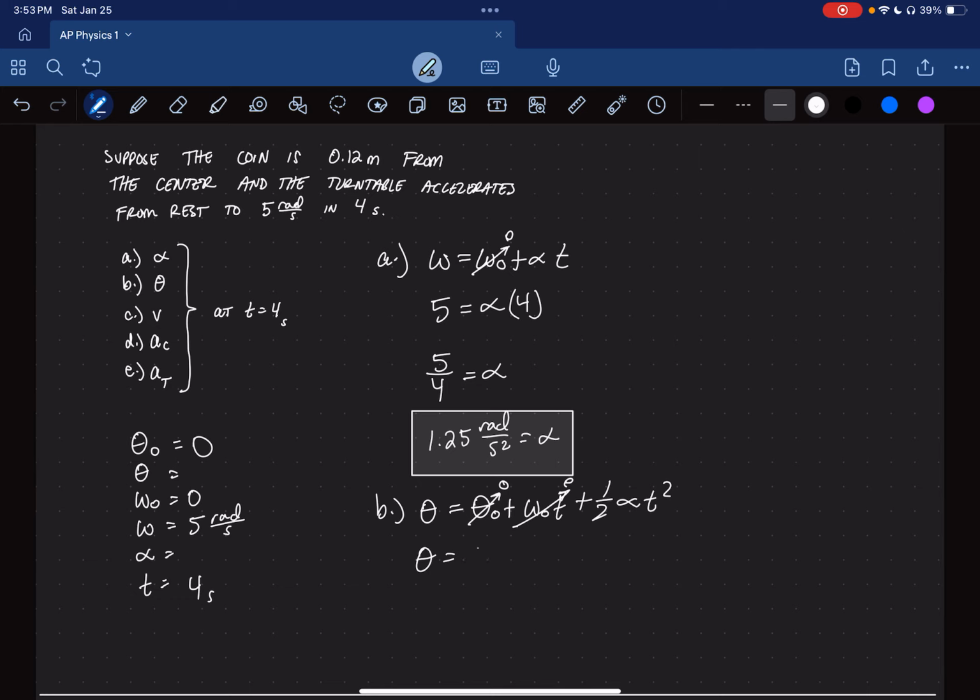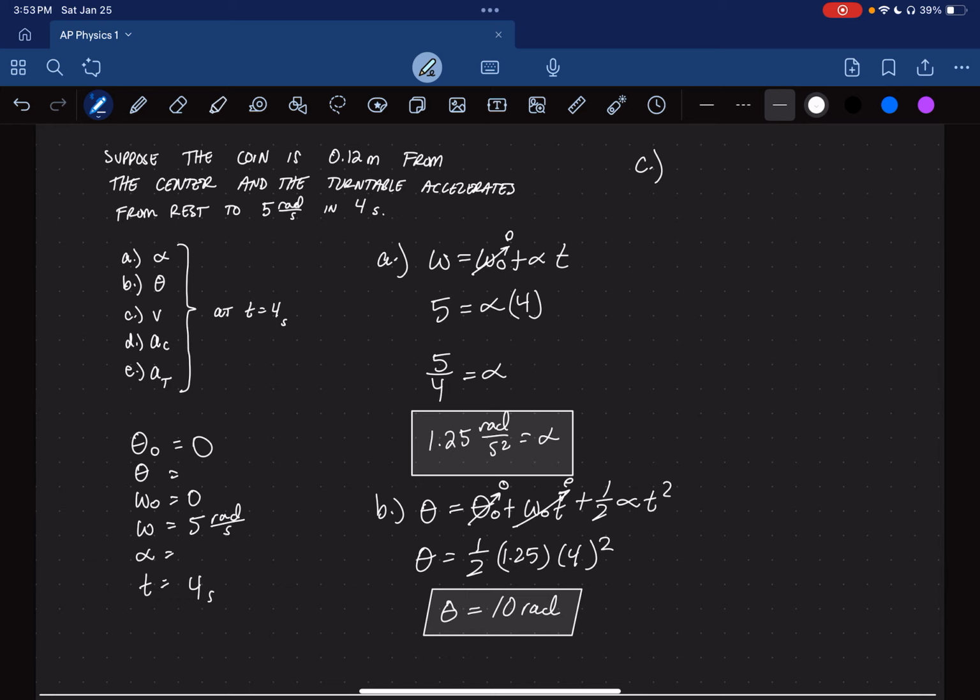Oh, we can get rid of these terms. One half times 1.25 times 4 squared, in radians. Okay, it doesn't say rotations or anything. So, okay, part C.